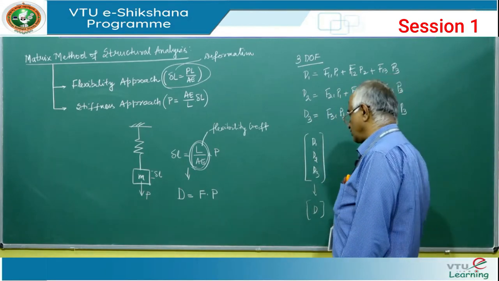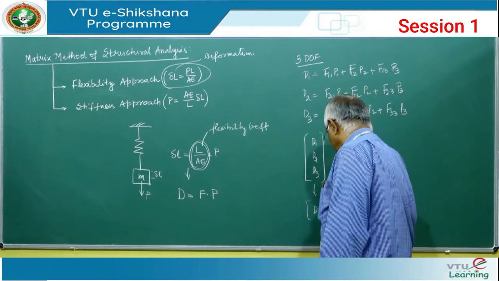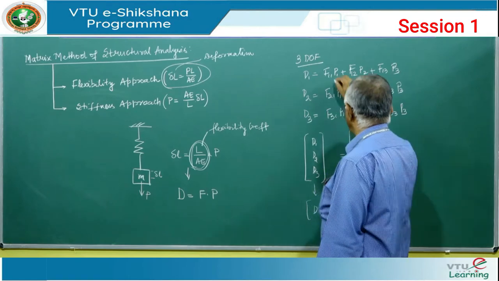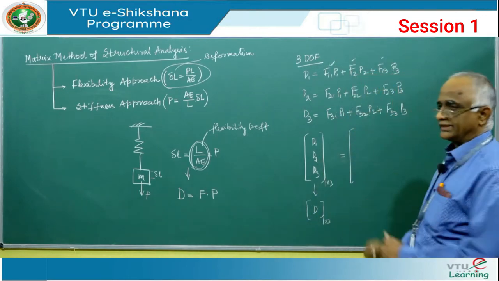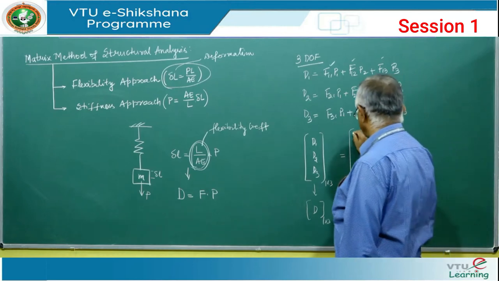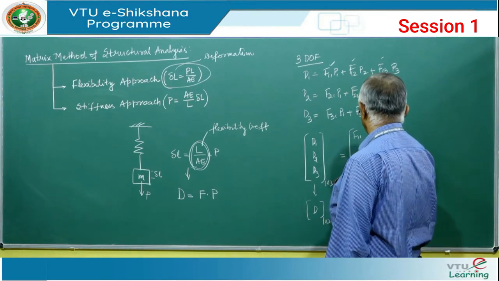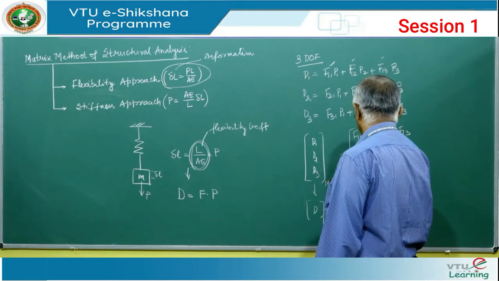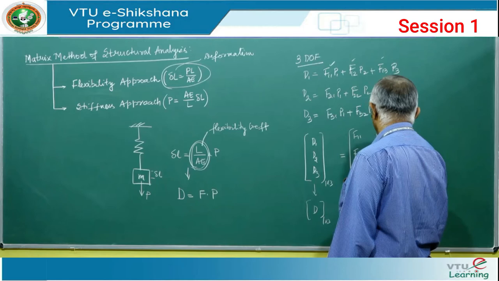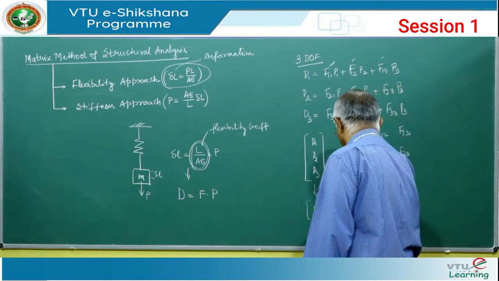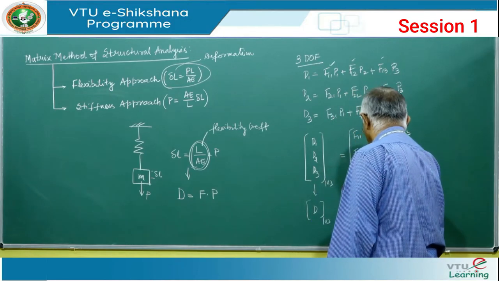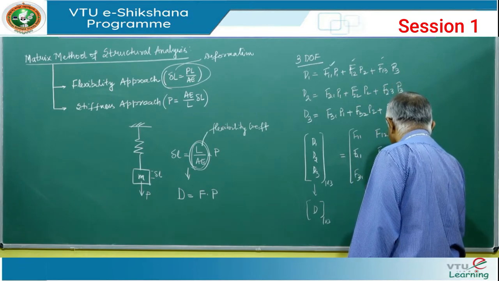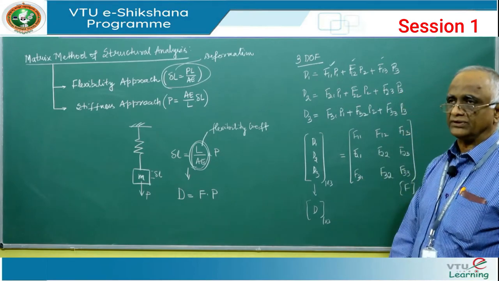It is 3 rows and 1 column. So it is 1 cross 3, or we can call them a vector instead of a matrix, that is equal to. And I will take all these coefficients to form a matrix. You have F11, F12, F13, F21, F22, F23, F31, F32, F33. This is your flexibility matrix, what you call it as.